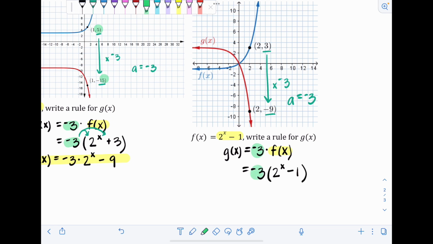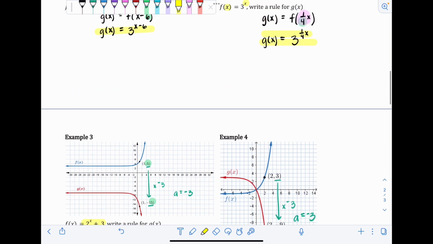And then I need to go ahead and distribute that negative 3 in to get my final answer. So it'd be g of x equals negative 3 times 2 to the x, and same thing, we're not multiplying those numbers together. It'll just stay out in front. We'll just leave a dot or parentheses to show that they're being multiplied, times 2 to the x, and then negative 3 times negative 1 would turn into a positive 3. So altogether, g of x equals negative 3 times 2 to the x power plus 3.